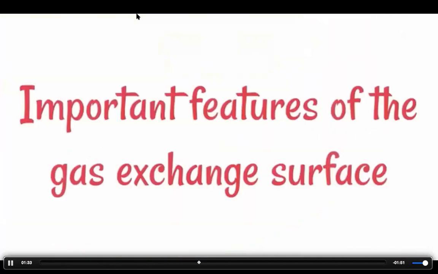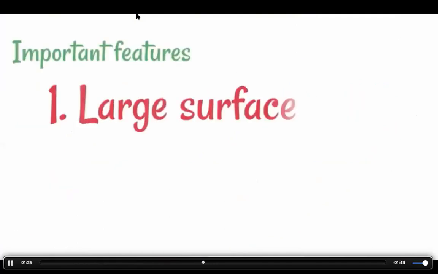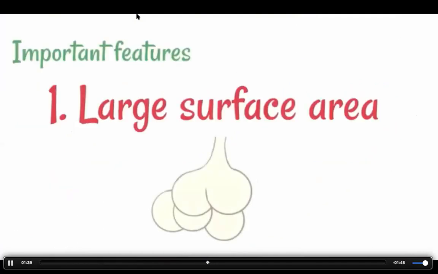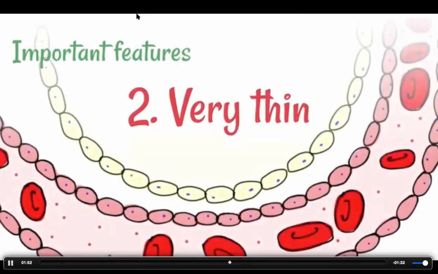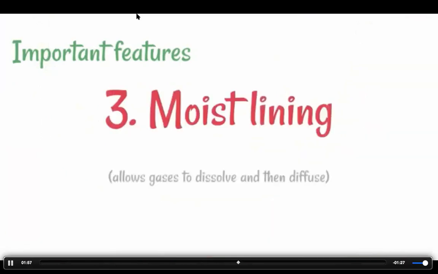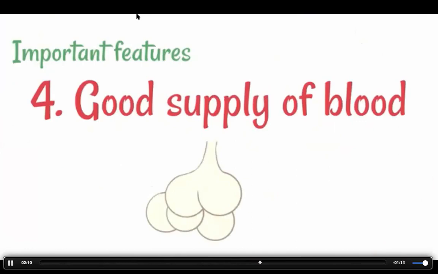There are some important features of the gas exchange surface that you need to know. First of all, it's got a large surface area, which is provided by this particular shape of the alveoli, and also by the fact that there are lots and lots and lots of them inside of the lungs. It's very thin, which provides a short diffusion pathway. Notice that the lining is only 1 cell thick. It's also got a moist lining. The inside of each alveolus sac is moist, which allows gases to dissolve, which then allows them to diffuse across the lining. It's got a very good blood supply.